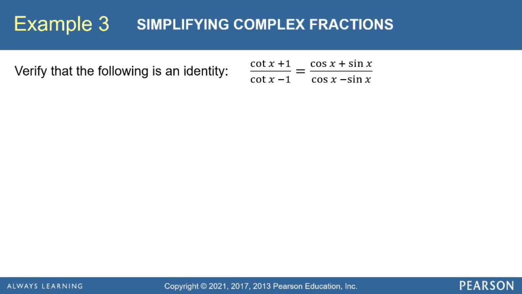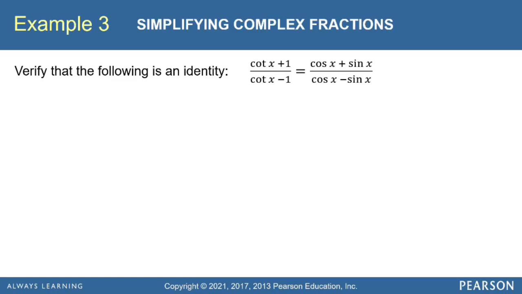Now we're ready to tackle example 3, still using the strategy of writing everything in terms of sines and cosines. So it says verify that the following is an identity. And we have cotangent of x plus 1 all over cotangent of x minus 1. And that's supposed to be equal to cosine of x plus sine of x all over cosine of x minus sine of x.